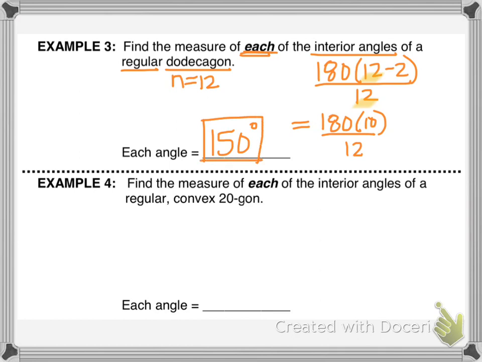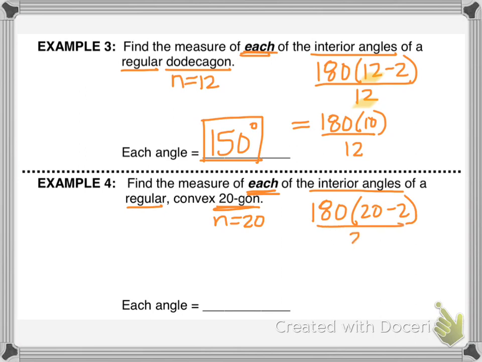All right, example 4. Same thing, find the measure of each of the interior angles of a regular convex 20-gon. A 20-gon is where n equals 20, the number of sides and the number of angles. So we're going to take our formula, 180 times n minus 2 over n. N is 20, so 20 minus 2 over 20. 20 minus 2 is 18, so 180 times 18 divided by 20. And when you type that in your calculator, you get 162 degrees.